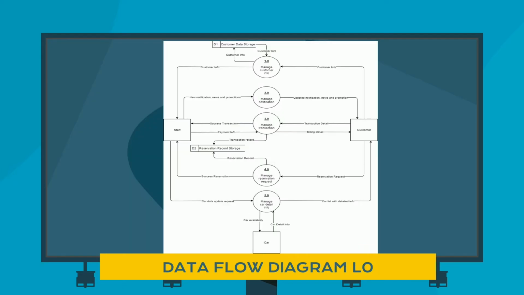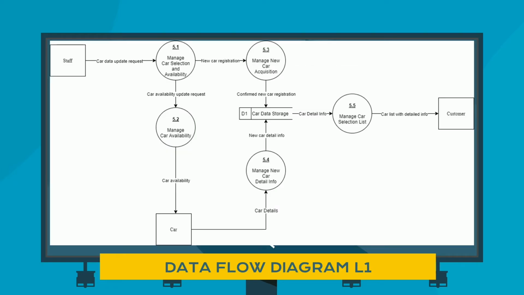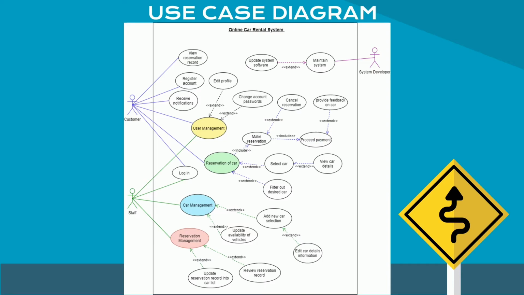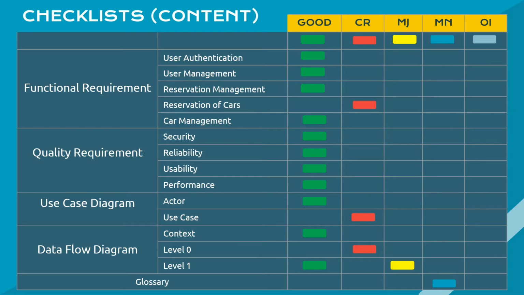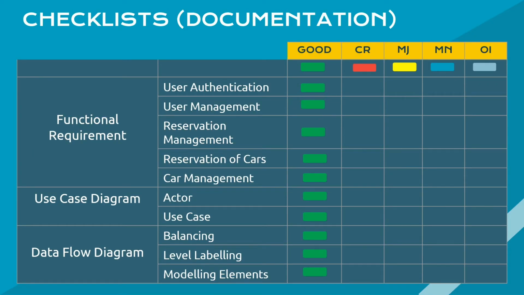This is the level 0 data flow diagram. This is the level 1 data flow diagram. This use case diagram shows all the functional requirements as mentioned earlier. In the requirement validation, in checklist of content, we found a few critical errors, which are in functional requirement, reservation of car, use case diagram, and level 0 data flow diagram. And for the checklist of documentation, all the results of requirements validation are good.